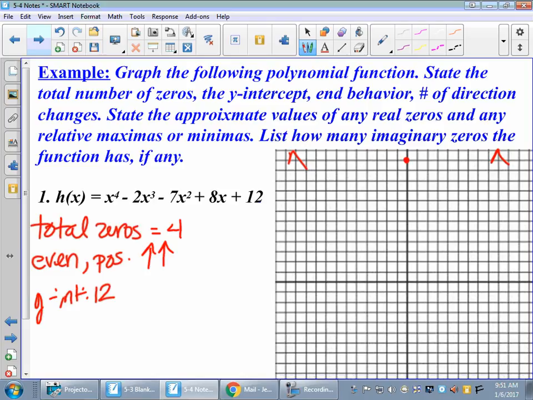And I really don't know imaginary zeros. I have my end behavior, direction changes. Total direction changes. This graph is going to change direction 3 times because it's the degree minus 1. So we can't really do the values of the real zeros, the maximum minimums, and we can't really do the imaginary zeros until we see the graph. Okay, so we're all set up for tomorrow.